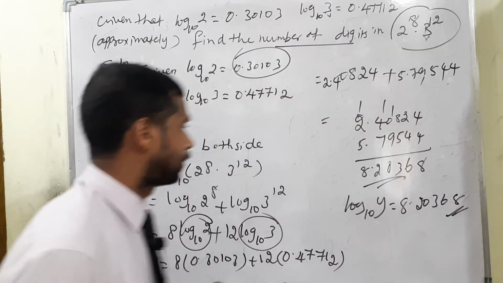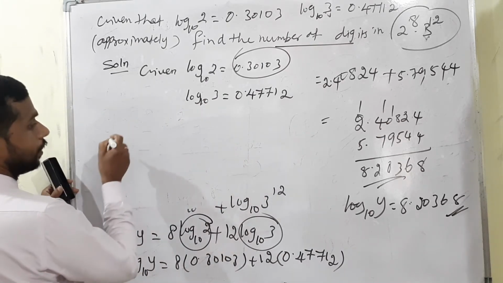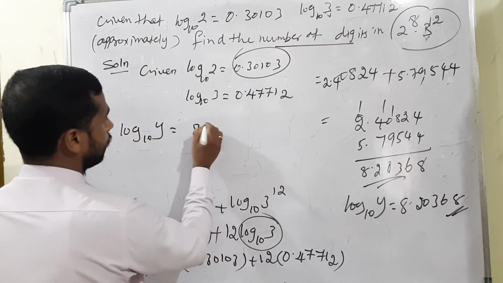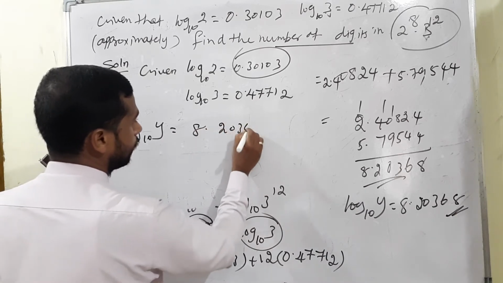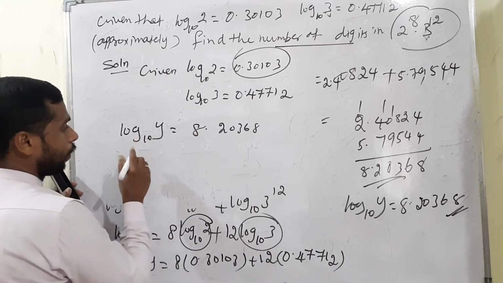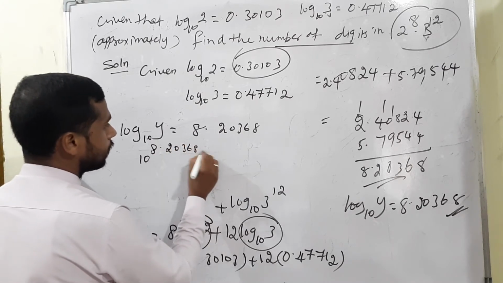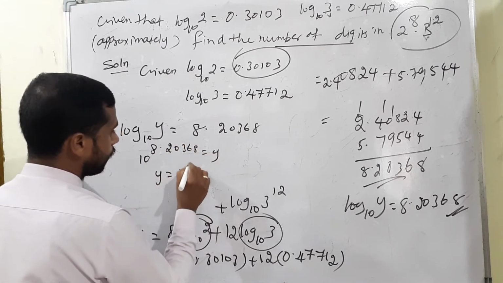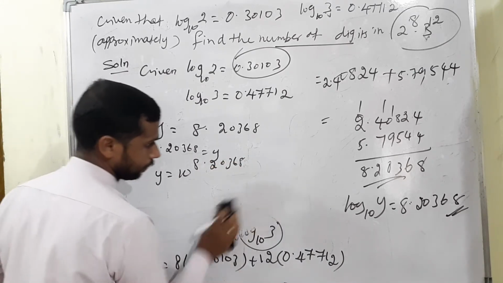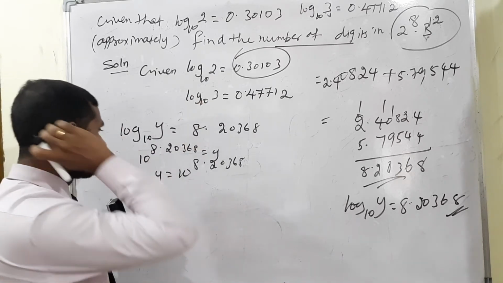So the number of digits. Log y base 10 is equal to 8.20368. If you remove the log, the opposite term, bring out the exponential. That means 10 to the power 8.20368 is equal to y, means y is equal to 10 to the power 8.20368. Now, the main condition is the number of digits.